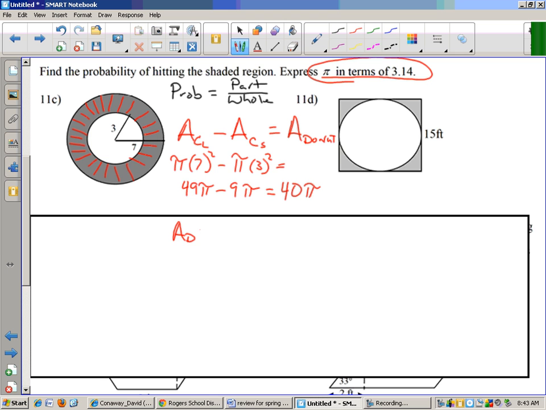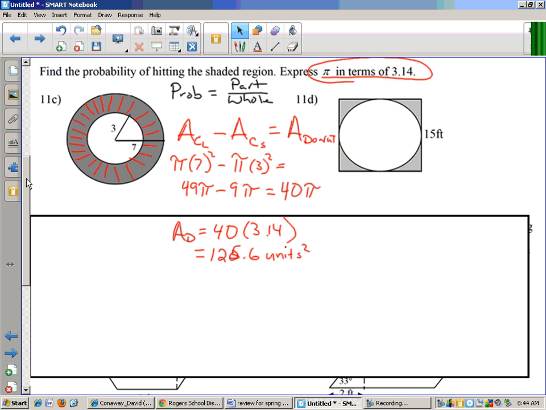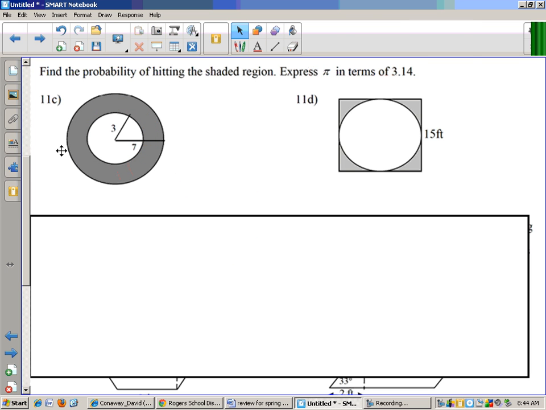So the area of the donut is equal to 40 times 3.14. That's going to be 125.6, and there's no units, but we can just say units squared. Okay. Let's clear this and move on to the next one.